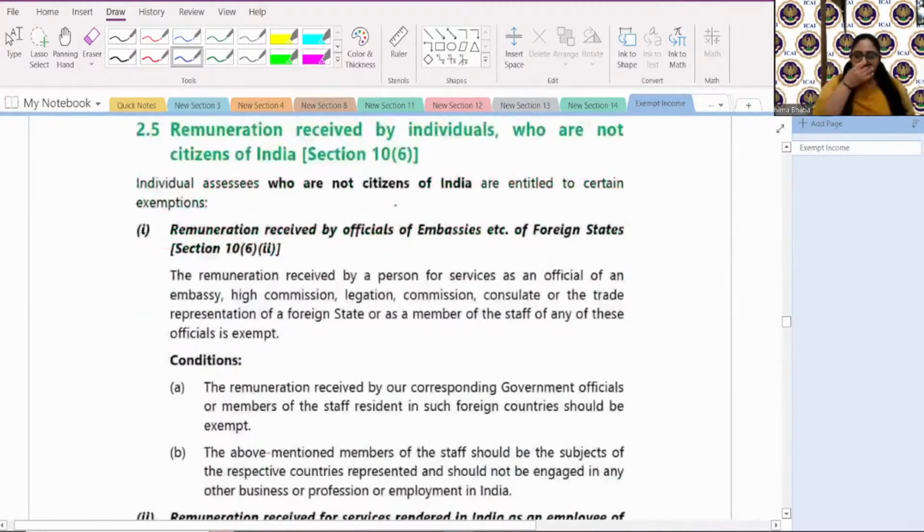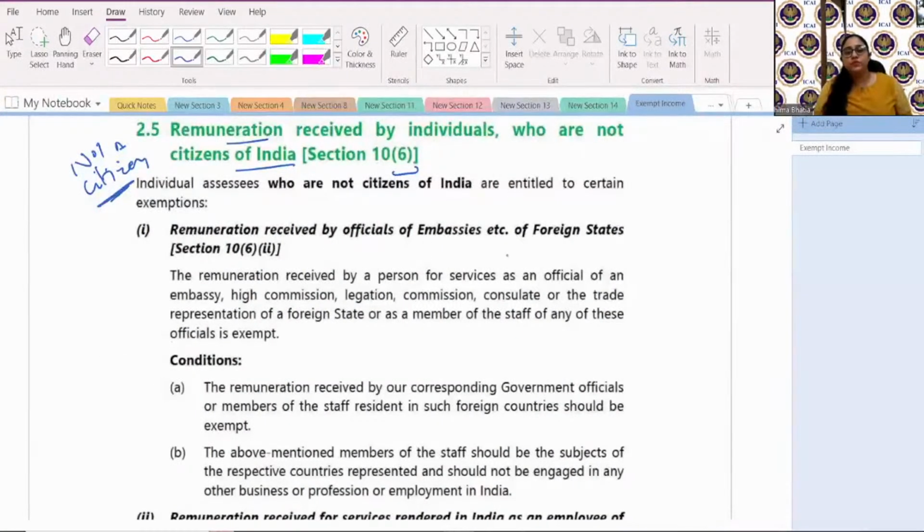Next category, section 10 clause 6. Section 10 clause 6 means there are multiple provisions. We are covering 4 of them, which talk about remuneration received by individuals who are not citizens of India. So along with this, the main condition which is there in all the 4 parts which we'll be studying now is that the person is not a citizen of India. Then only this section 10 exemption would cover. What are those exemptions? First is remuneration received by officials of embassies of foreign states.